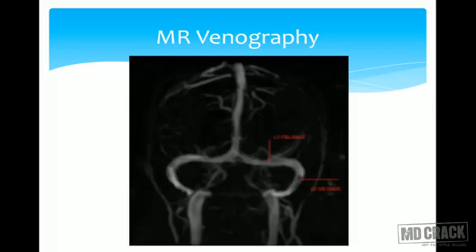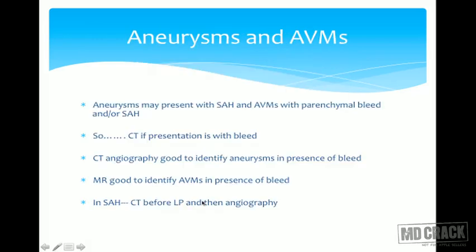Another sequence that we use at times, if we are suspecting a venous infarct or you want to rule out a thrombus within the venous sinuses, is known as MR Venography. Now, this study may be done with or without the use of intravenous contrast. So over here in this patient, what we are seeing is the superior sagittal sinus, the transverse sinuses, the sigmoid sinuses, and the IJVs. So this is how it is.